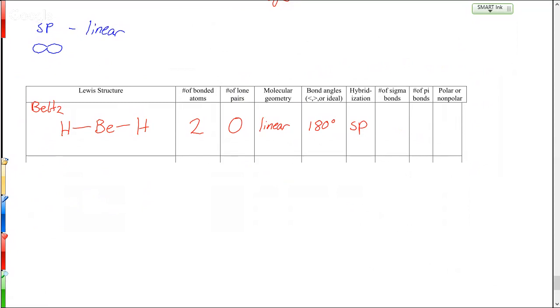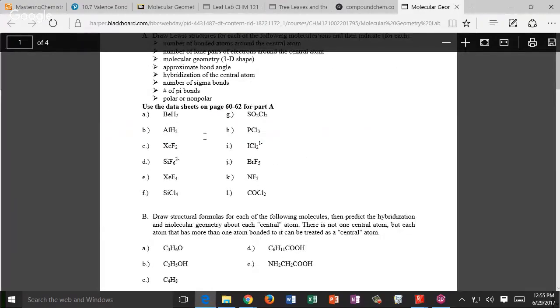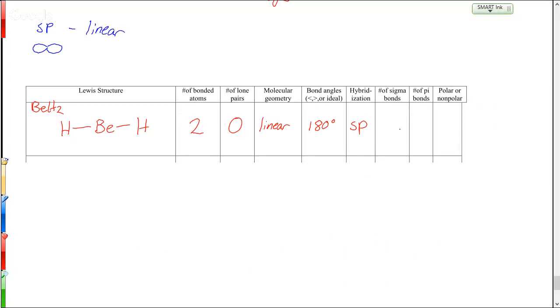All right, so we can always figure out our hybridization just based on the geometry. Let's look at another one from the list here that gives us something else to look at. Let's look at NF3. So NF3, we can draw a Lewis structure like this. Okay. We've got three bonded groups, one lone pair. The molecular geometry is trigonal pyramidal. And the bond angles are somewhat less than 110, right?